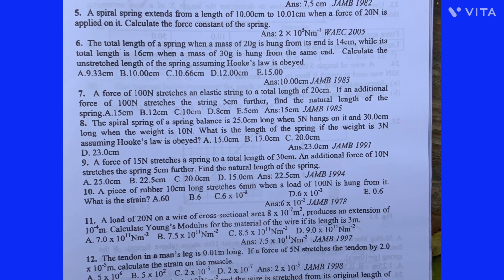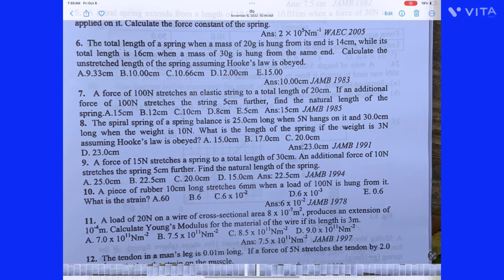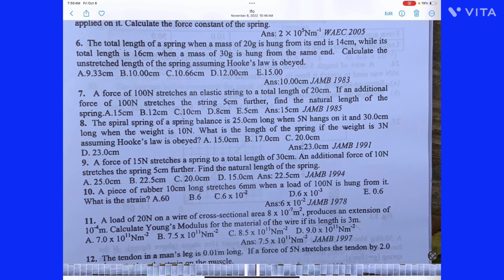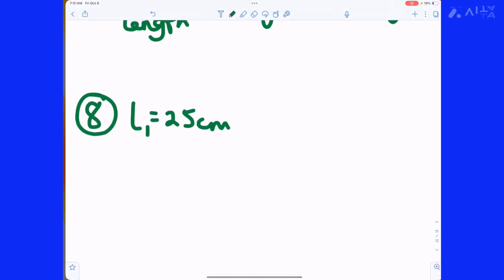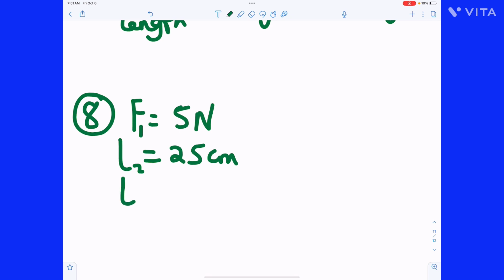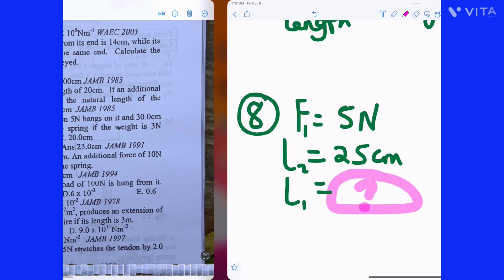It's an interesting exercise. The next question says, the spiral spring of a spring balance is 25 centimeters long. So in this case, I know the original length of my spring balance. Okay, 25 centimeters long. No, that's not the original length. It is 25 centimeters long when 5 newtons hangs on it. So that's a stretched length. Can you see now? That's not the original length. So I know F1, 5 newton, and I know the final length, 25 centimeters. So I don't know what the original length is.